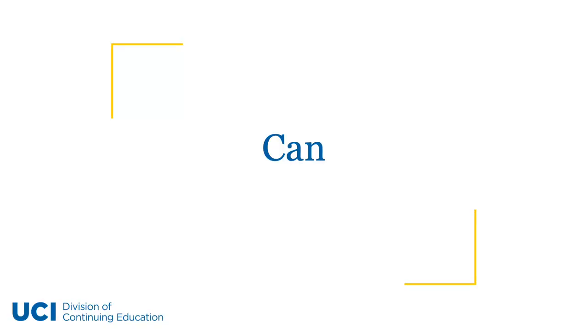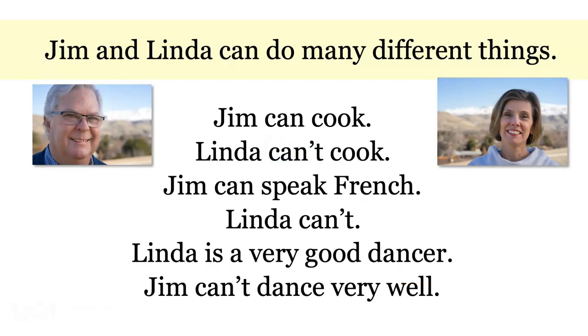Can. This word is about can and how we can use it. Jim and Linda can do many different things. Jim can cook. Linda can't cook. Jim can speak French. Linda can't. Linda is a very good dancer. Jim can't dance very well.